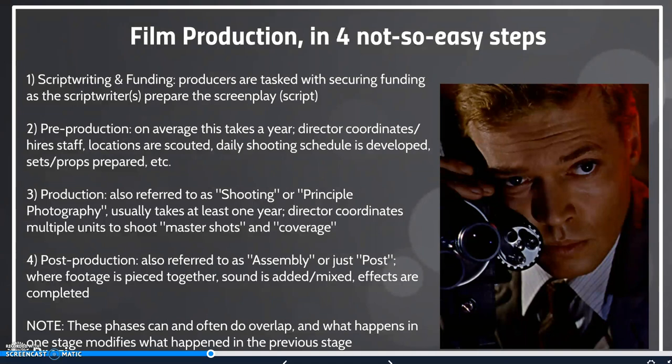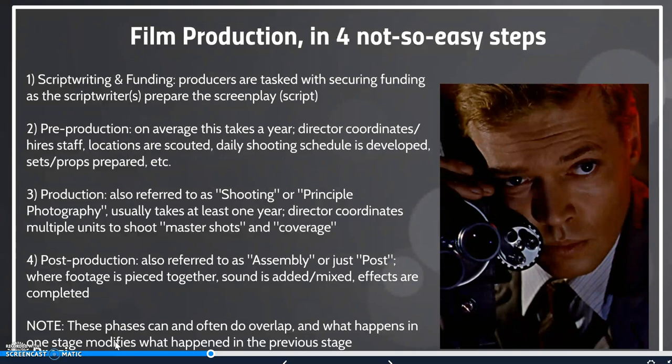So let's start at the beginning of the process. Phase 1 is script writing and funding. And this is where producers are tasked with securing funding as scriptwriters prepare the screenplay, also known as the script. So this is when there's a concept, there's an idea, it's being written out, and we're trying to get money so that we can actually produce the film.